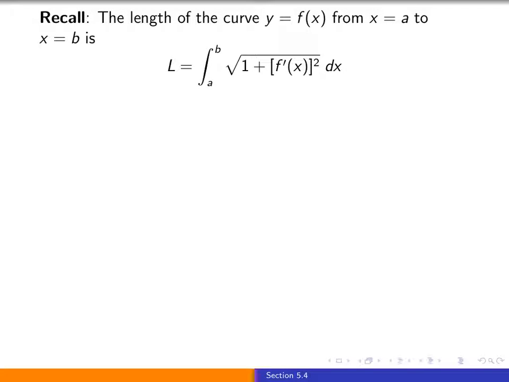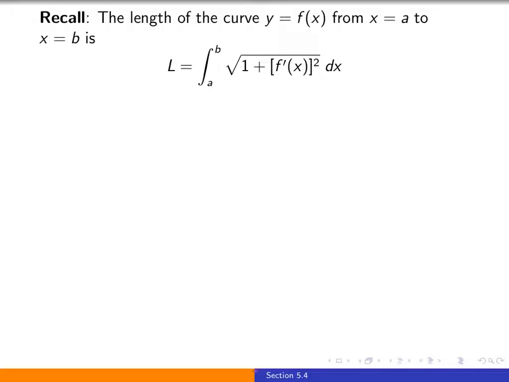In this video, we will use the formula for the length of a curve to investigate several more examples. So let me remind you, if you have the curve y equals f of x from x equals a to x equals b, the length of that curve is given by the integral here.